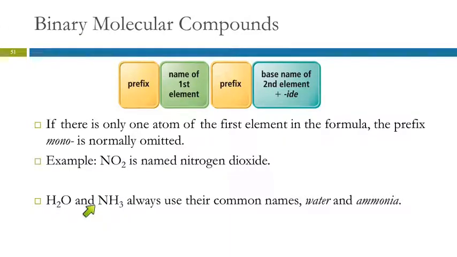NH3, the systematic name for that would be nitrogen trihydride. It's not that that's incorrect, but nobody calls it that. Everybody calls it ammonia. What's the formula for the ammonium ion? NH4 plus. That's ammonium. See the relationship there? This is an ion form of ammonia. So ammonia is NH3, ammonium is NH4 plus, water is H2O. I expect you to know those.